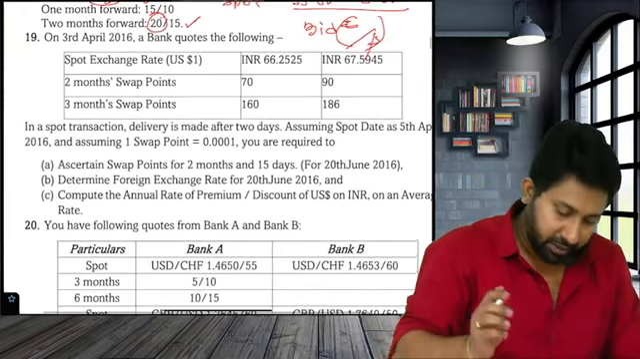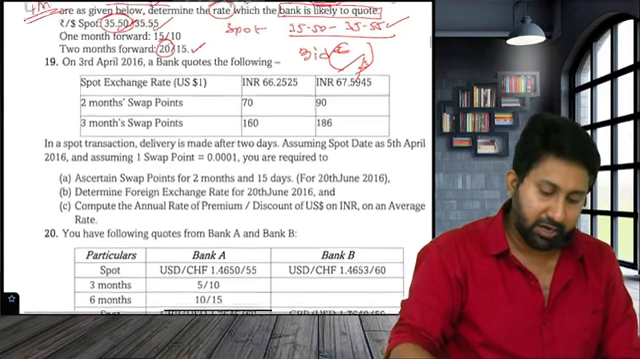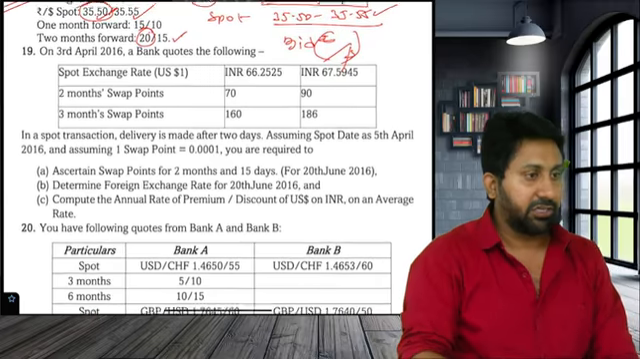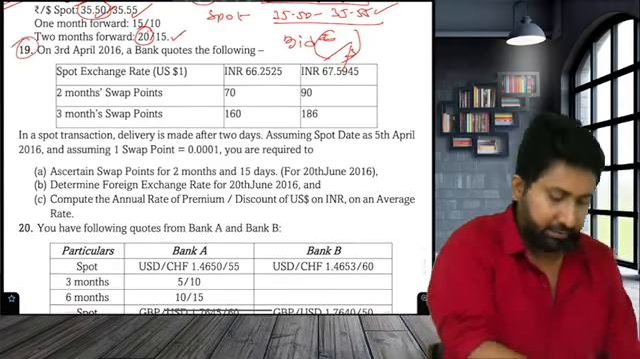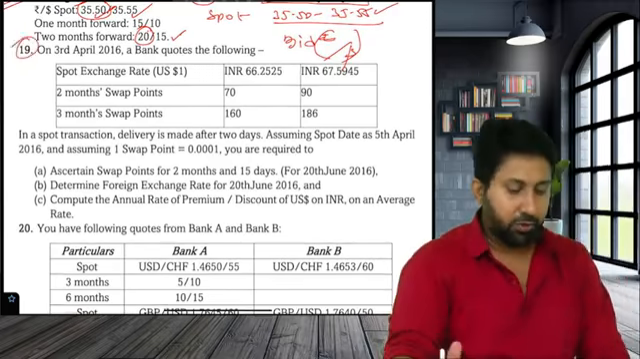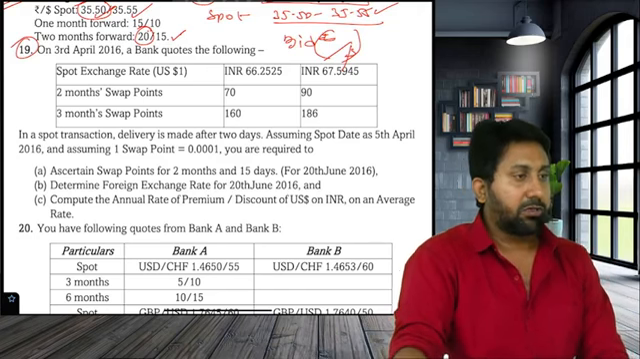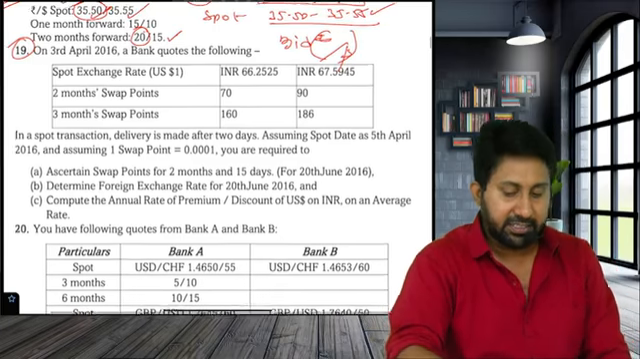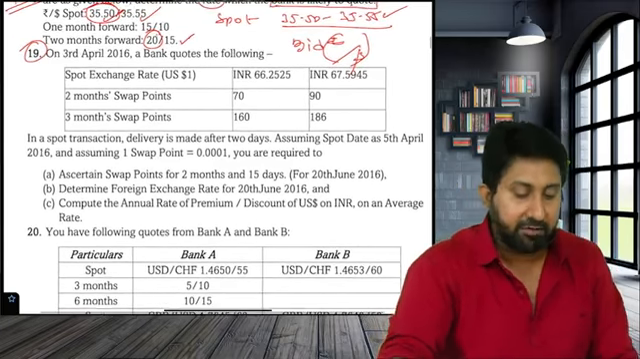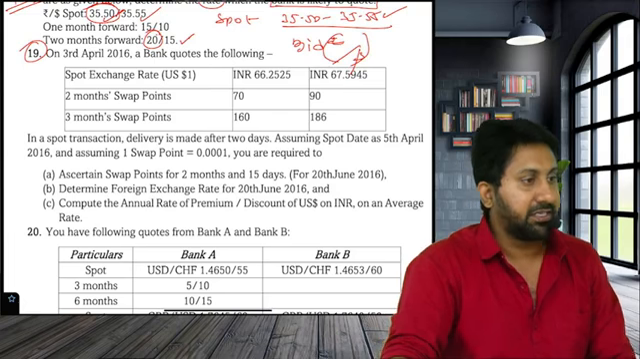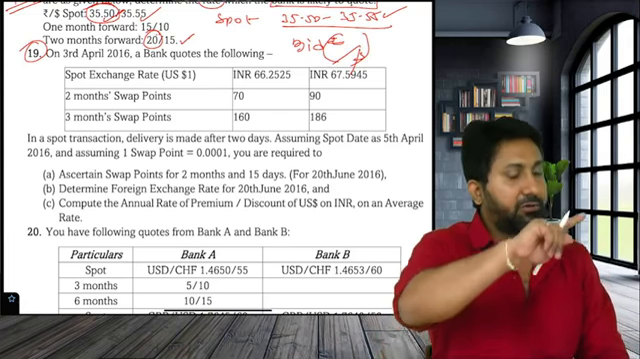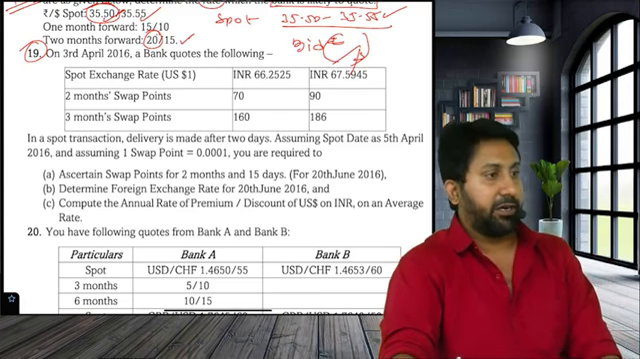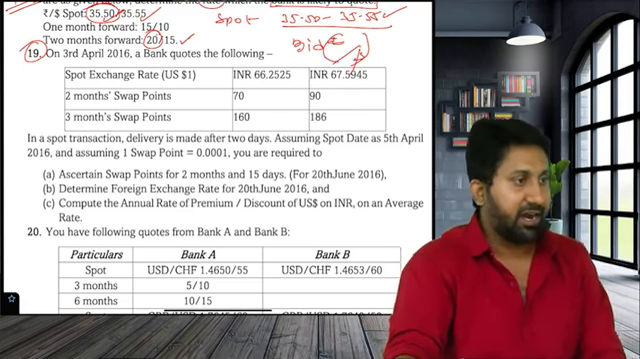Next question. This is a 5 marks question already asked in exam. If I am not wrong, May 2016. You can also check, May 2016 question 19. On 3rd April 2016, the bank quotes the following. Spot exchange rate $1 equal to rupees 66.2525 to 67.5945. 2 months swap points 70 and 90, 3 months swap points 160 and 186.